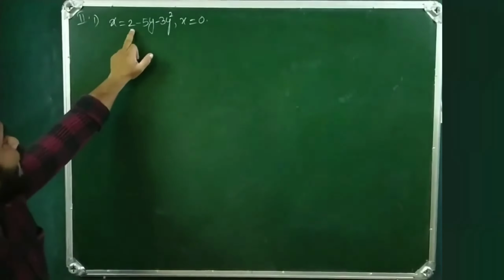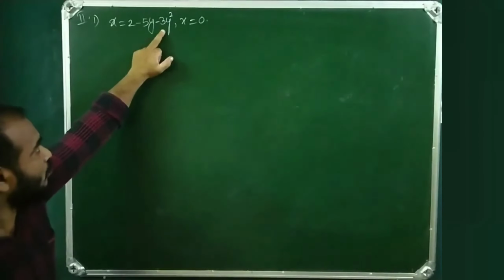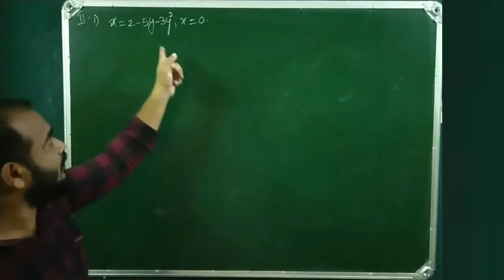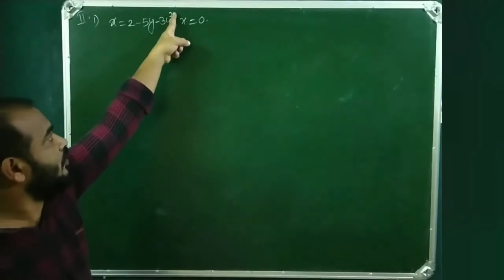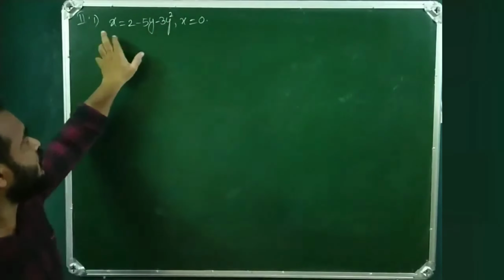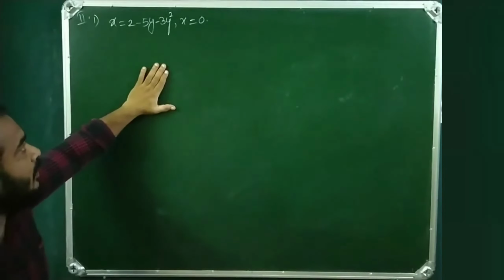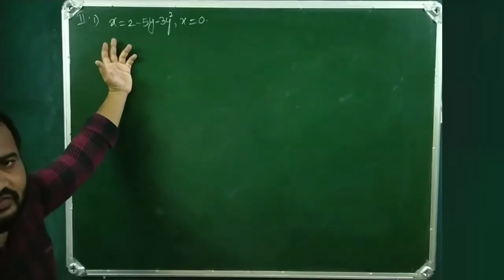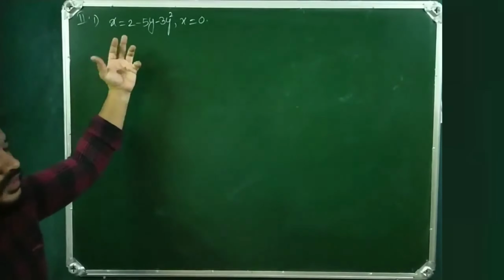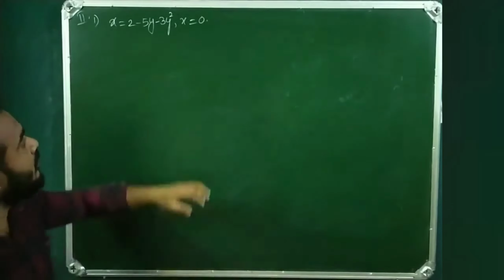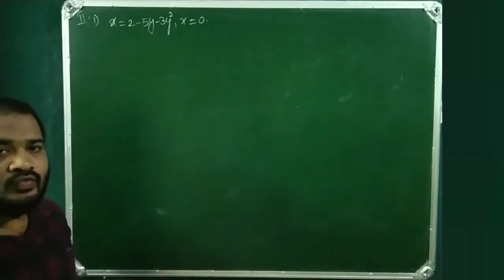Next problem: x equals 2 minus 5y minus 3y square, x equals 0. This is a parabola, y square equals x. So this is a parabola, but y square equals plus x or minus x, which we don't know. Therefore a small simplification is needed. x equals 0, we know it is the y-axis.